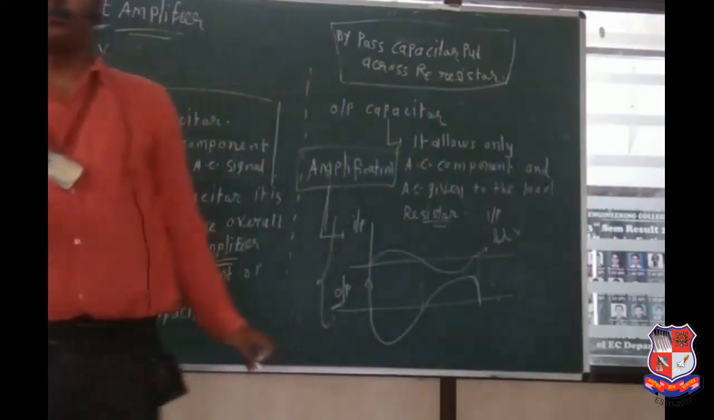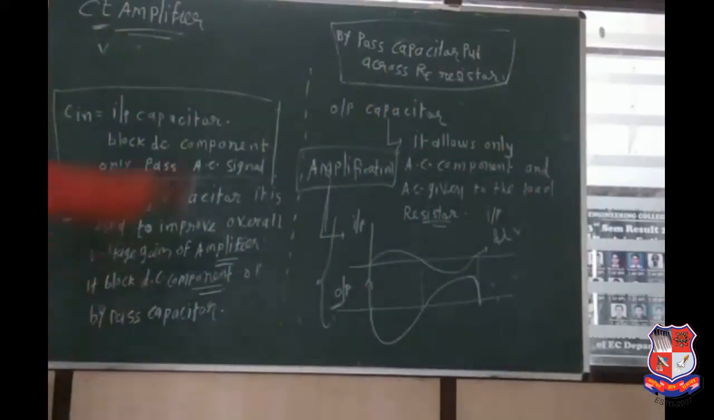In the amplification process, you have to write step 1, step 2, step 3, step 4, and you have to write the role of the capacitor. Draw the input-output waveform, whatever is mentioned in this video. So this is the entire explanation of the common emitter amplifier with the amplification process.